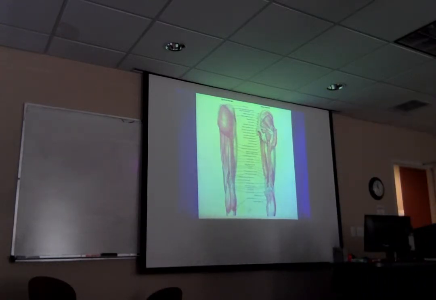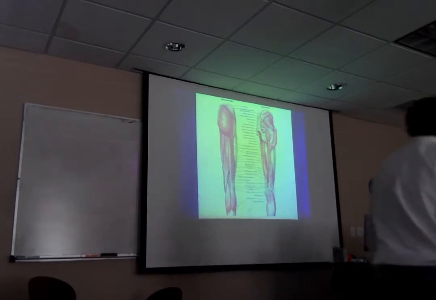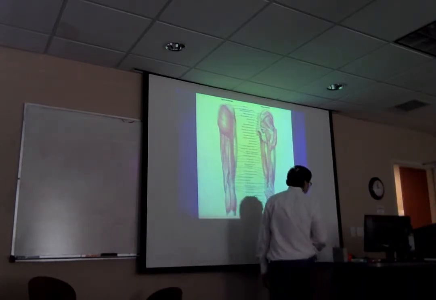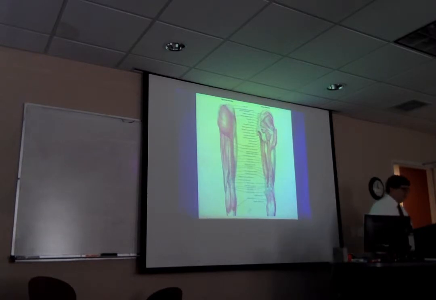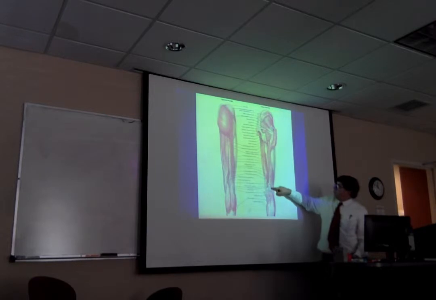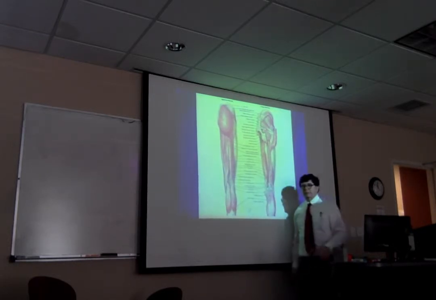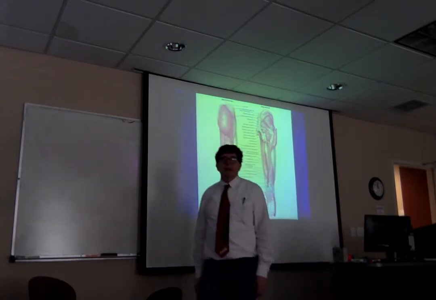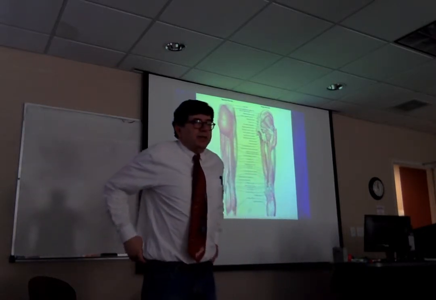Now, because these muscles cross the hip joint and the knee joint, they're going to participate in two different actions. They're going to extend the thigh at the hip. Okay. And then, because they attach to the tibia, they're going to flex the knee. I'll give you an example.